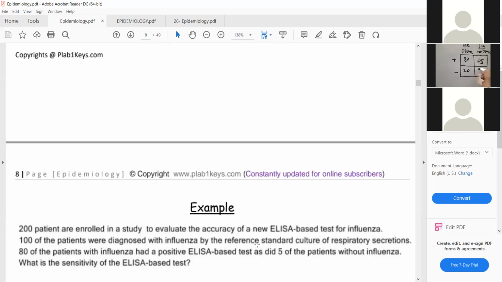And the remaining 95 we'll write here. So these 95, what do we call these? They don't have the disease and their screening test is also negative. So they are true negative. Now let's calculate sensitivity. Now we can say this is A, this is B, this is C, and this is D.